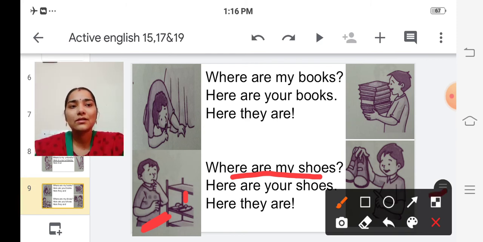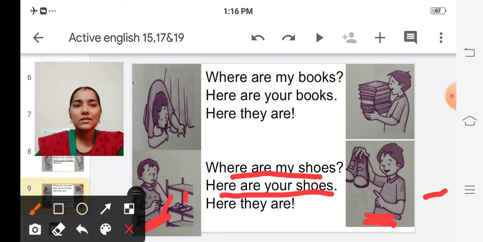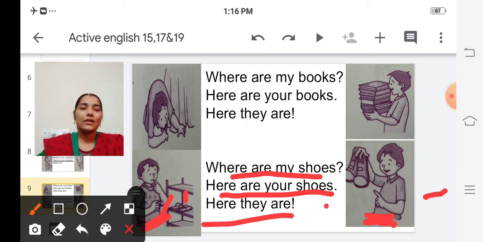But this boy, look at the second picture. This boy is having his shoes, isn't it? So he is showing the shoes and answering. What does he answer? Here are your shoes, because he is having them. Here they are. Here are your shoes. Can you all understand, children? Is it clear? Yes?